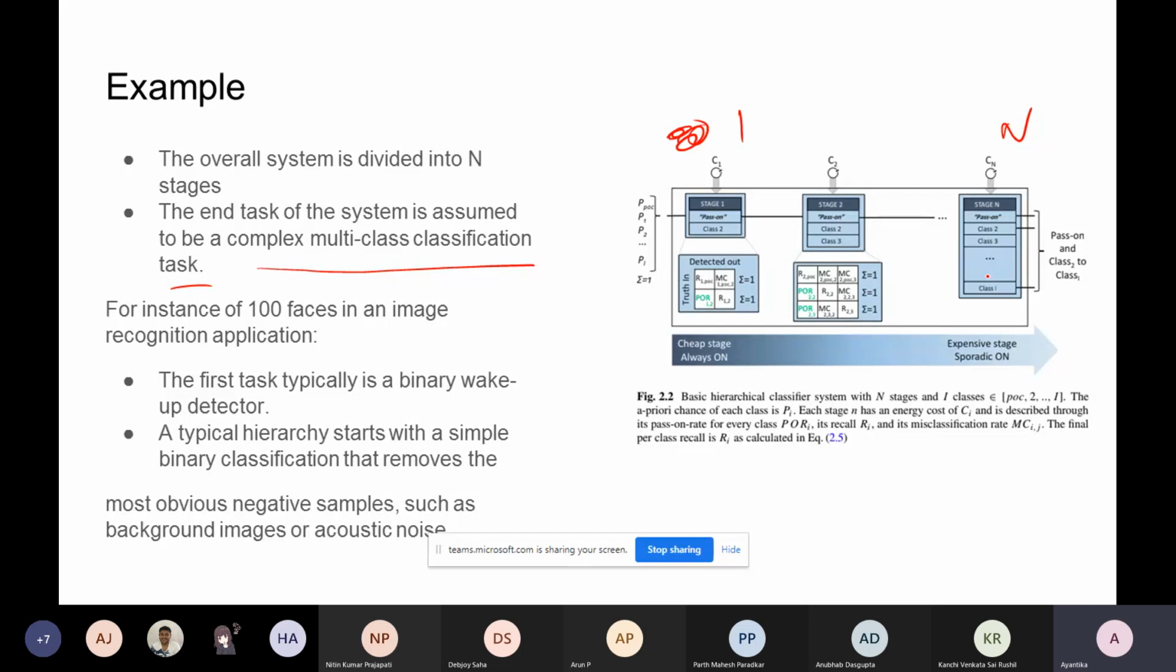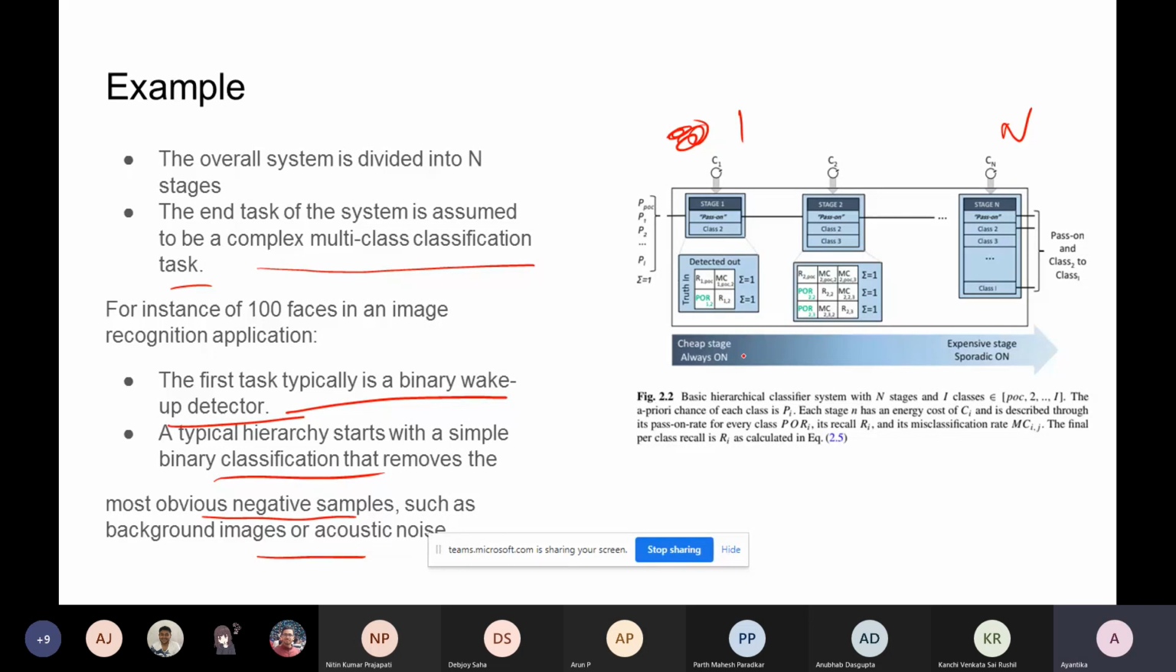Whatever you are doing in the first stage, first class task, again it is written the same. First task is typically a binary wake up detector. This wake up detection, as I have mentioned, will vary application to application. But whenever a typical hierarchy proceeds, the classifications get complex, and it incorporates more costly, more complex features. As it is written, the typical hierarchy starts with a simple binary classification that removes the most obvious negative samples, such as background images and noises. But as it proceeds, it handles more complex features, but on a lesser amount of data.